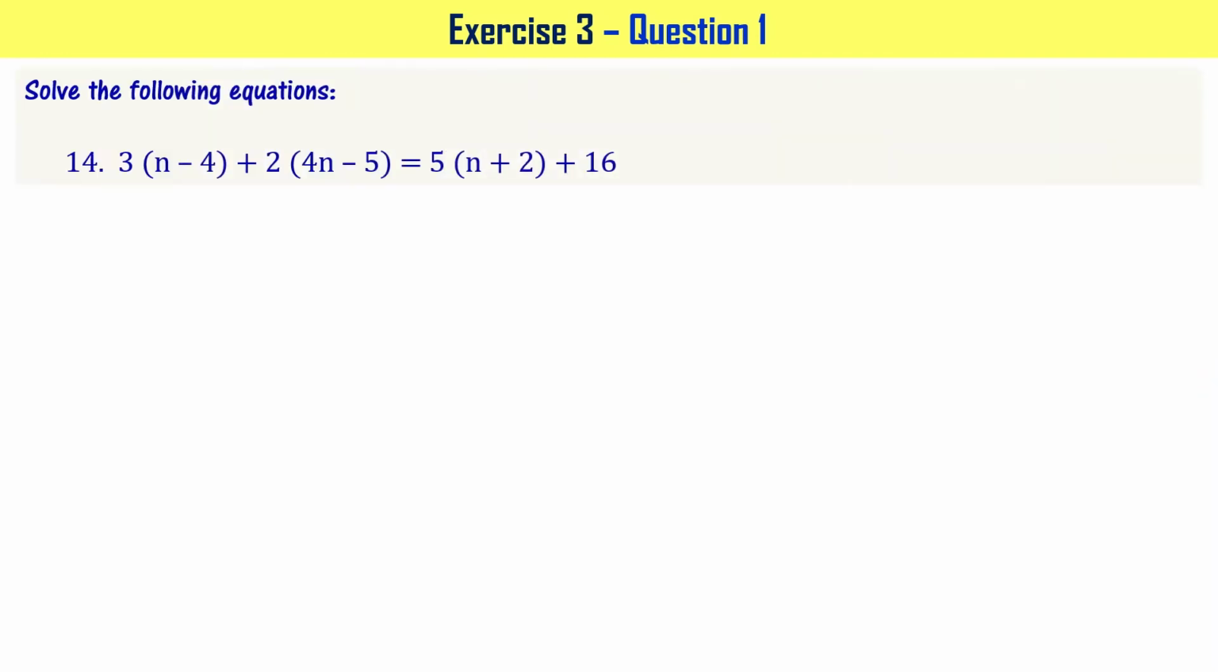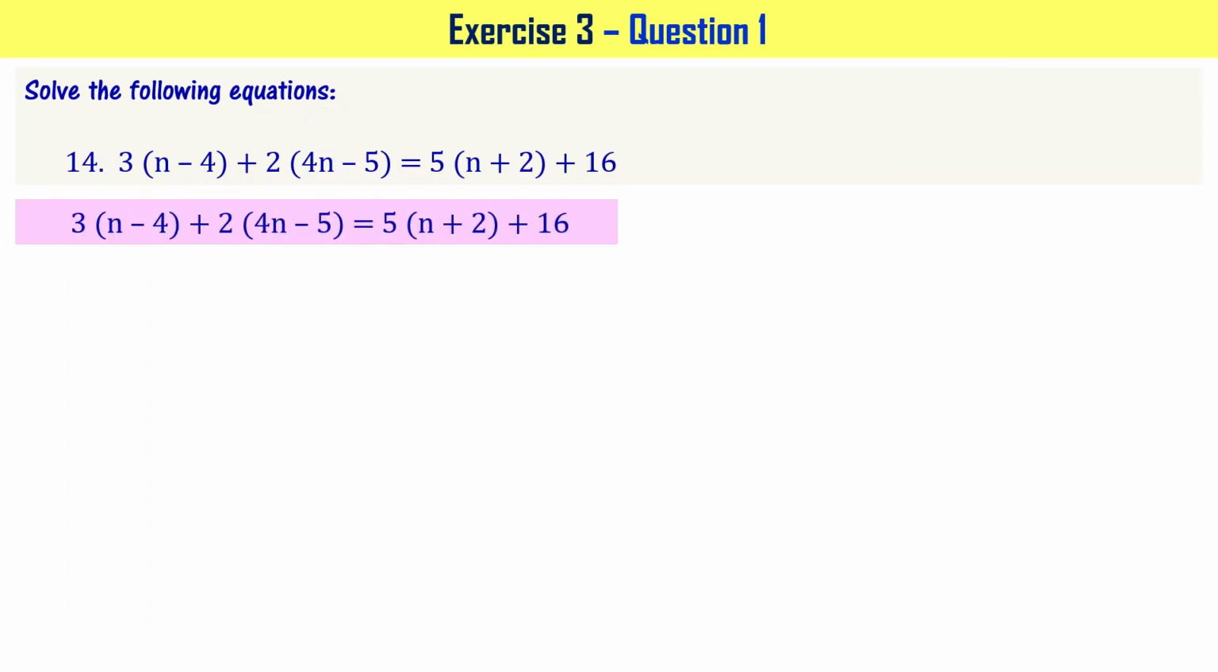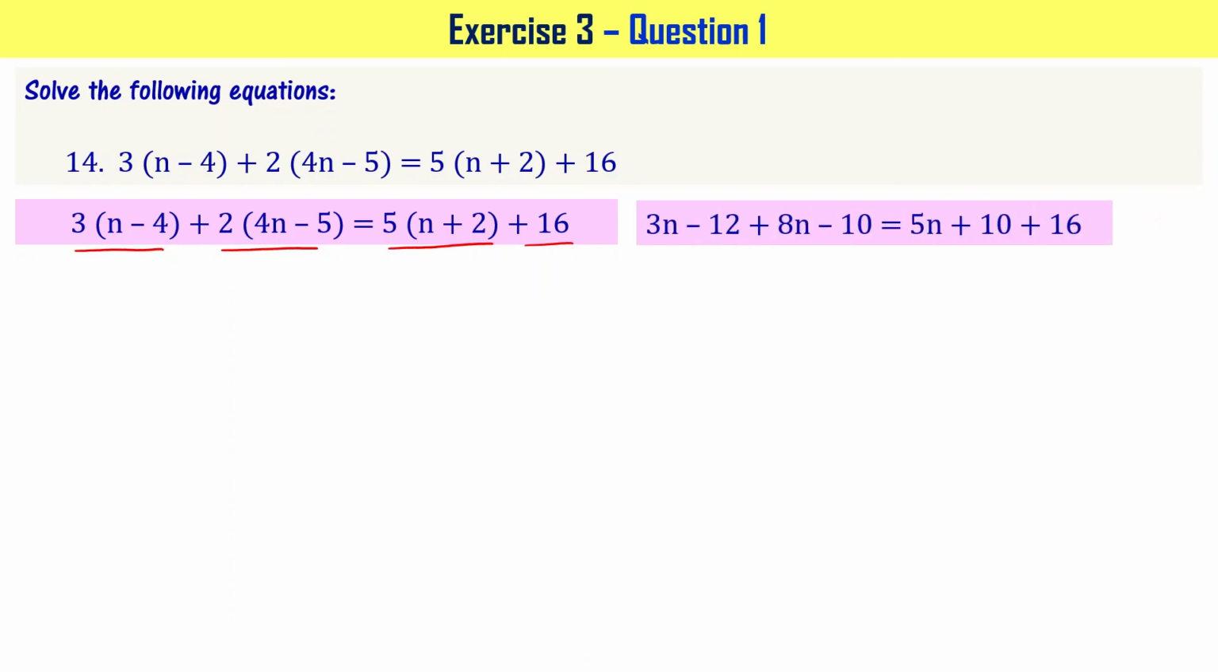The next question is 3 times n minus 4 plus 2 times 4n minus 5 equal to 5 times n plus 2 plus 16. We want to solve this equation. Let me first write this in expanded form. 3 times n is 3n, and 3 times minus 4 is minus 12, plus 2 times 4n is plus 8n, and 2 times minus 5 is minus 10, right? That is equal to 5 times n is 5n plus 5 times 2 is 10 plus 16, right?